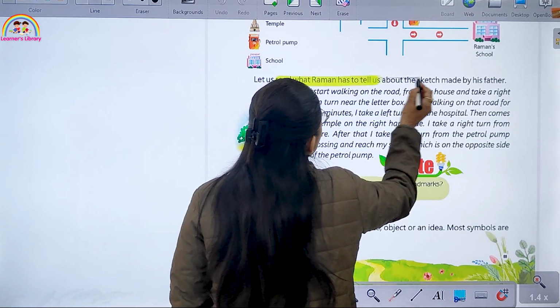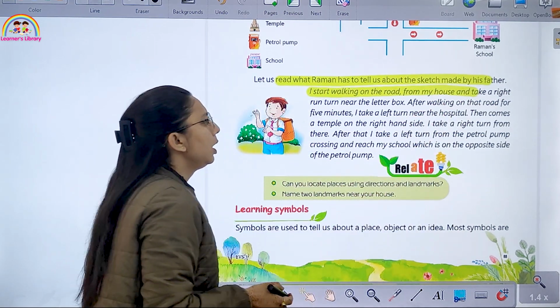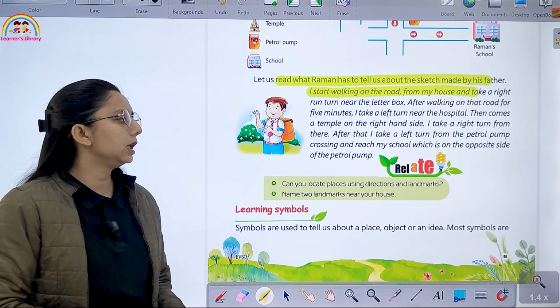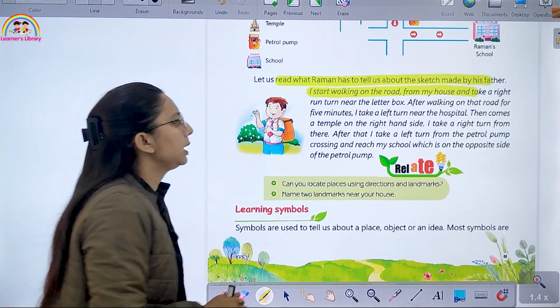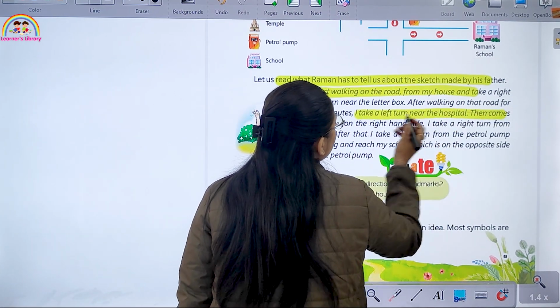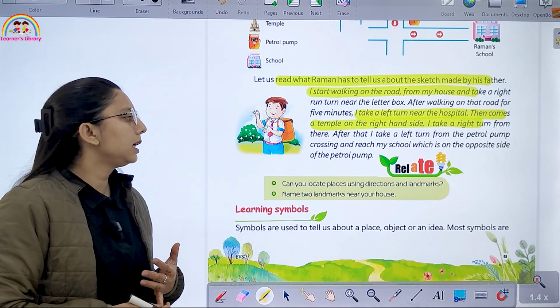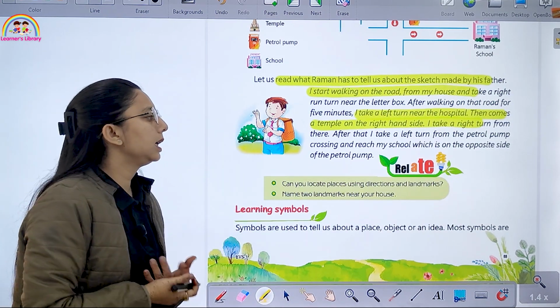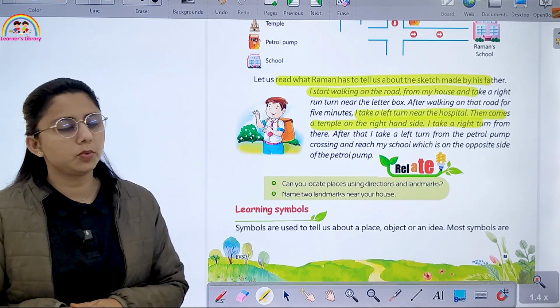Now let's read how Raman tells about the sketch made by his father. I start walking on the road from my house and take a right turn near the letterbox. After walking on the road for 5 minutes, I take a left turn near the hospital. Then comes a temple on the right hand side. I take a right turn from there, and after that I take a left turn from the petrol pump, crossing the road, and reach my school, which is on the opposite side.